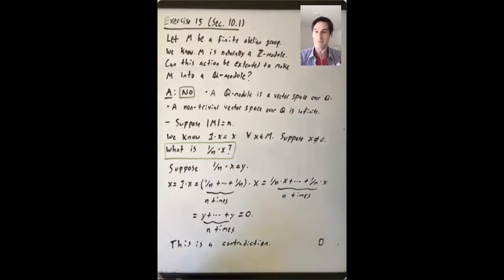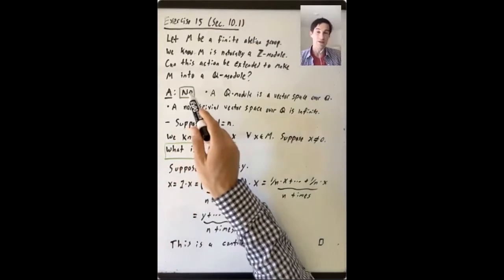So what does that mean, can be extended? Well, what would we need for M to be a Q module? We would need an action of Q on elements of M. And Z sits inside of Q, like all of the integers are also rational numbers. So we would want the action of elements of Z to be the same as when we think of M as a Z module. Okay, the answer is no.